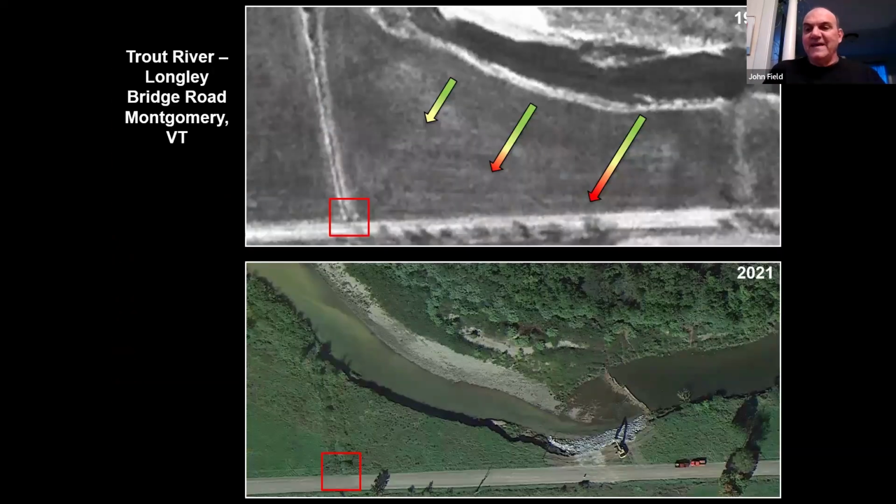And the same can be said on the Trout River, where over a 25-year period, this meander bend has migrated 150 feet. But other than perhaps the landowner, there probably wasn't much concern until it reached the road just a few years ago. And you can see in the bottom photo the excavator at work laying riprap out on the riverbank to protect the road.